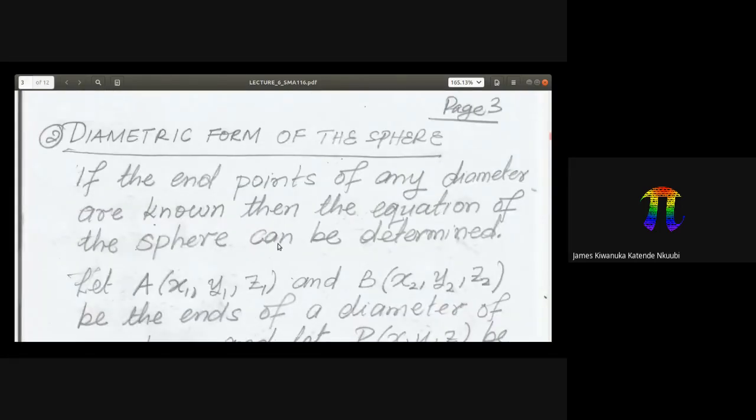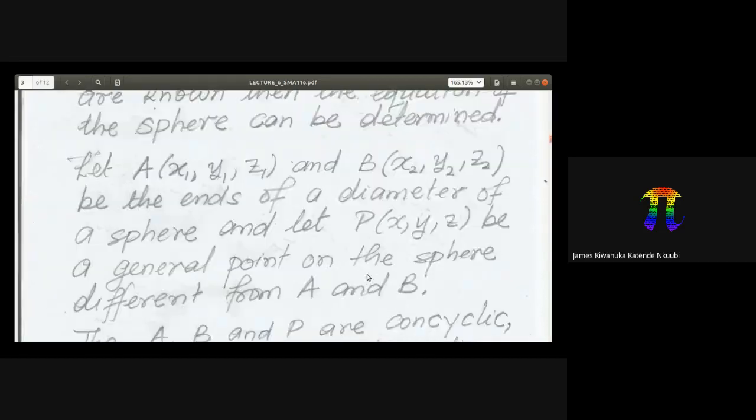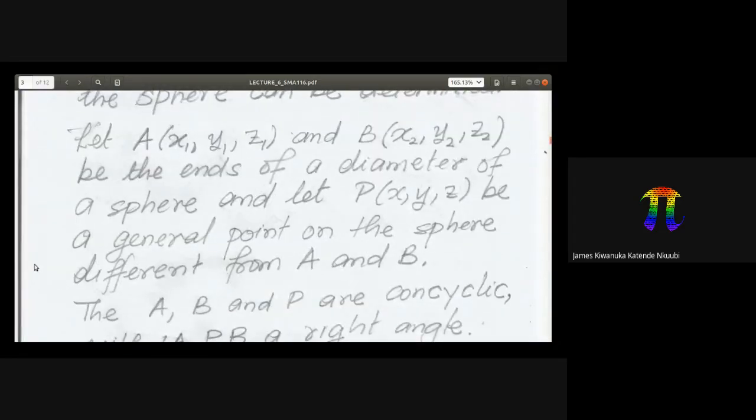So there is another option of finding the equation of a sphere. If you know the two endpoints of any diameter, you can set up the diameter in multiple ways. But if you can fix one and find the two endpoints of the diameter, then it's possible to work out the equation of a sphere. So let's pursue this and see how far we'll go.